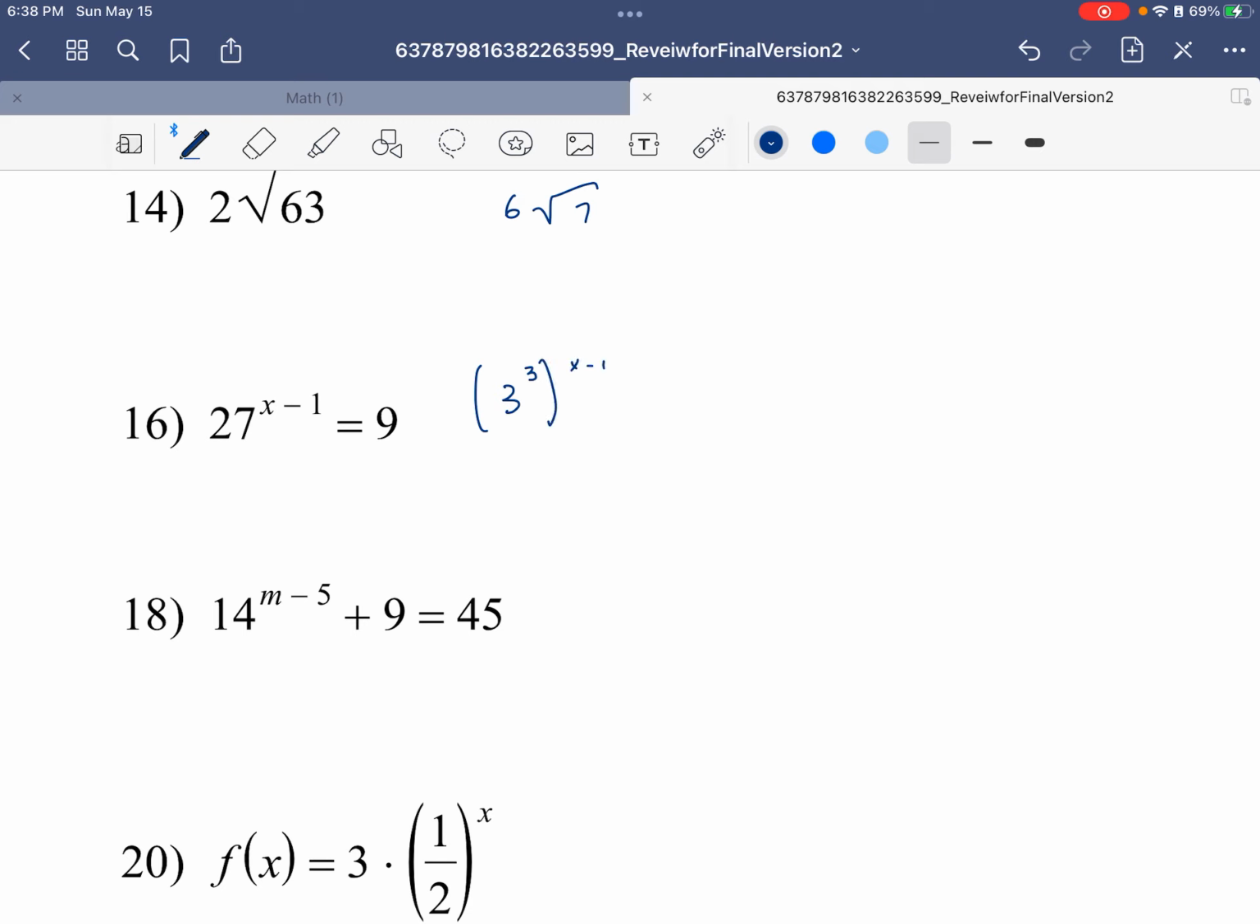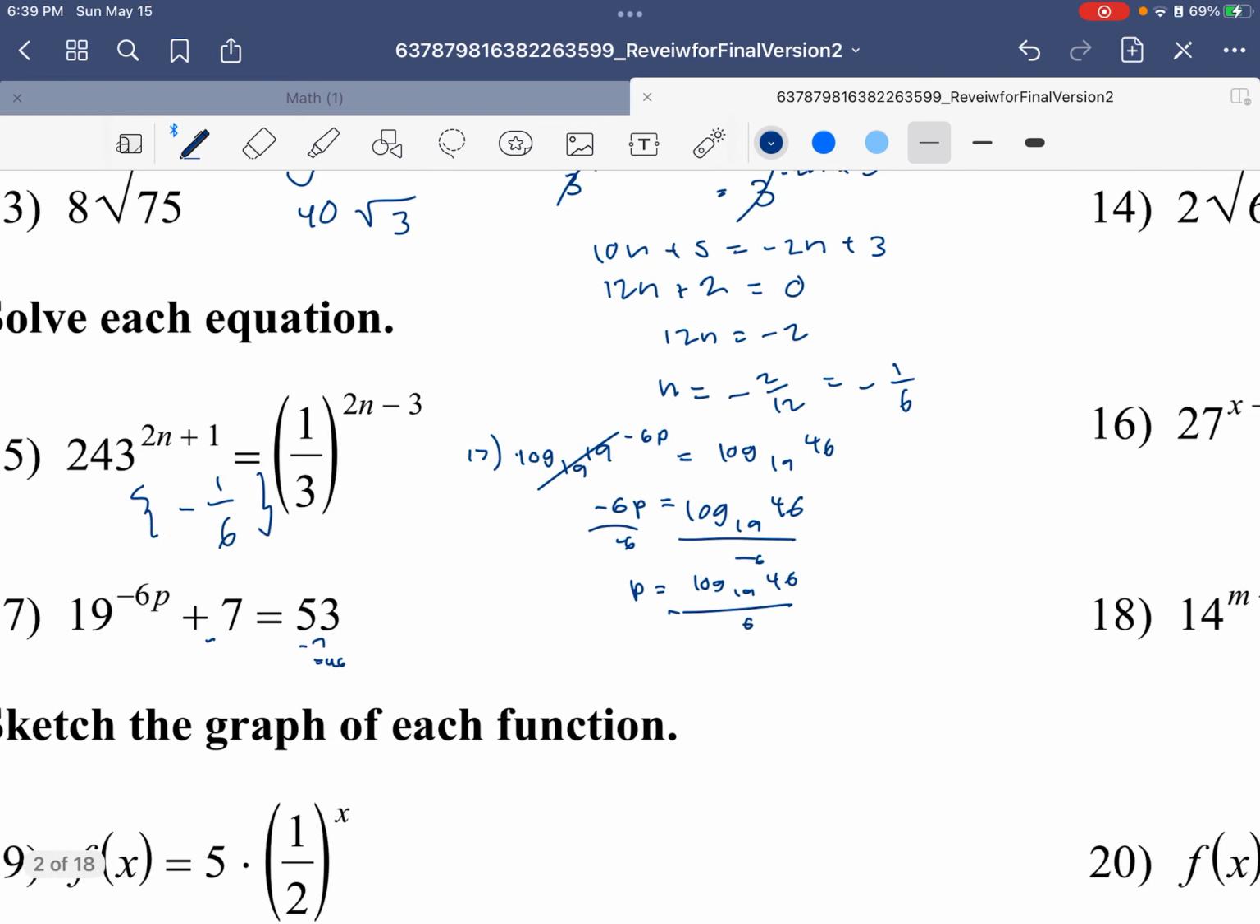X minus 1 is still there, we haven't touched it yet. And then you can raise 3 to the power of 2. Actually, let's just cancel this out first, and then multiply this in. So we have 3x minus 3 equals 2. 3x equals 5. X equals 5 over 3. That is your answer.